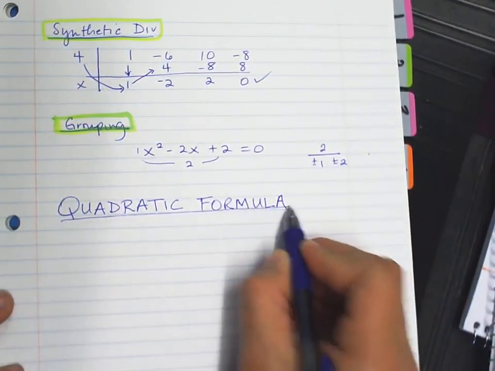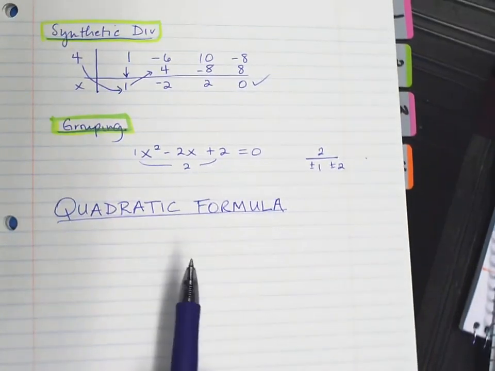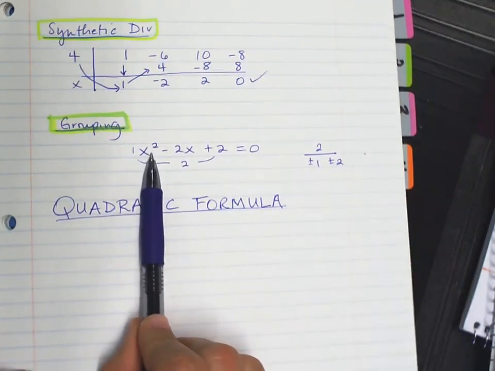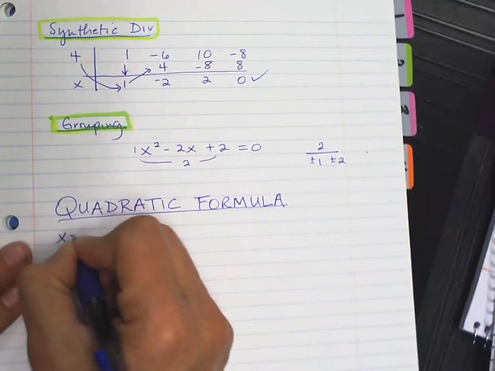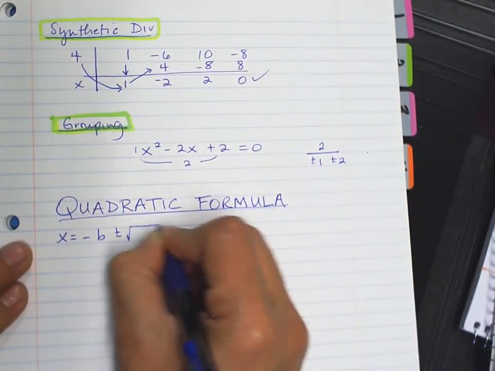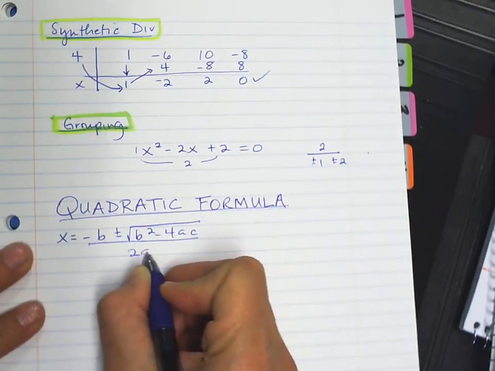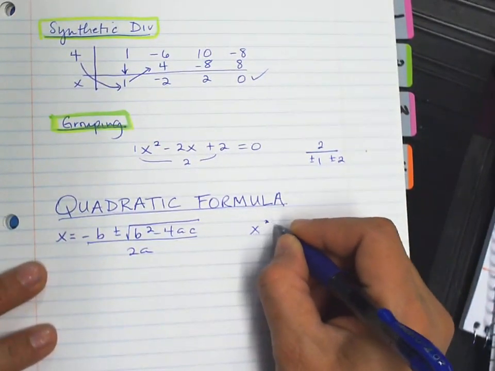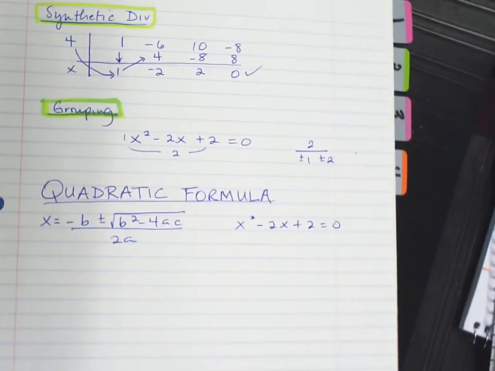Could you just use it if it didn't work? I love the quadratic formula. No, because it has to be a trinomial. Quadratic is squared. Okay, so quadratic formula. Our equation is x squared minus 2x plus 2 equals 0. If you were to continue with the remainder again, would you get the same answer? It won't work.